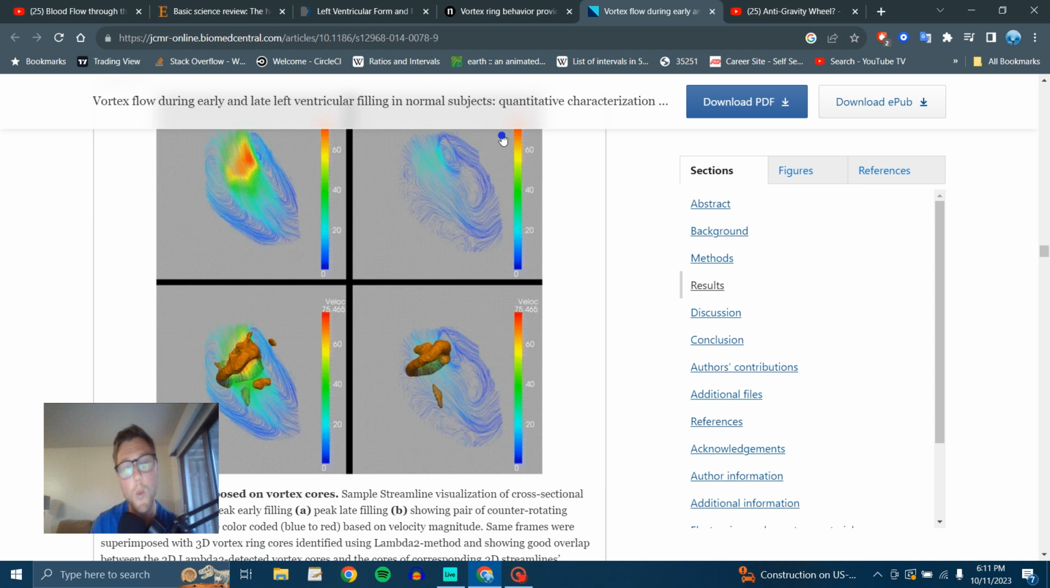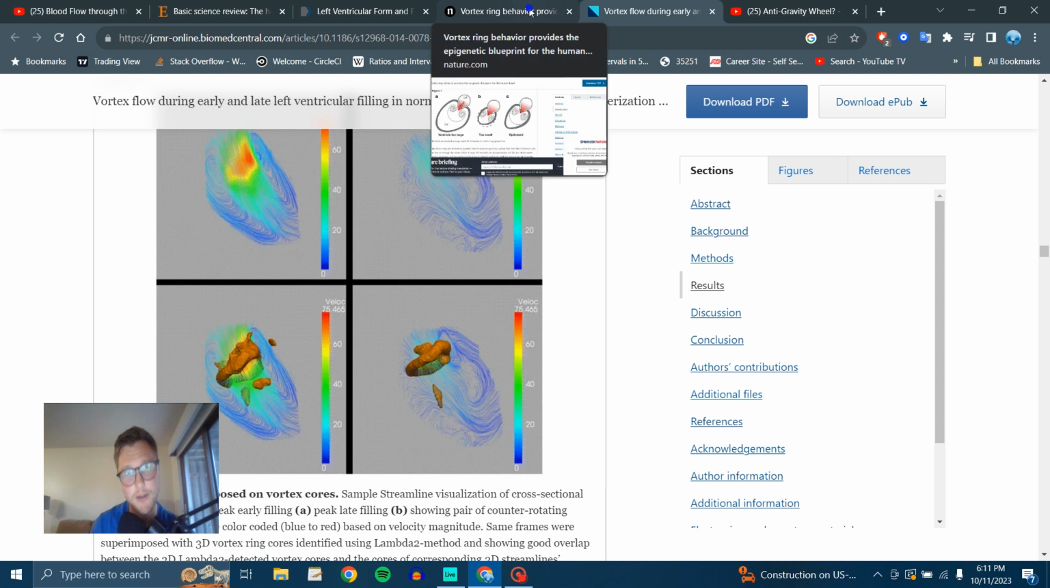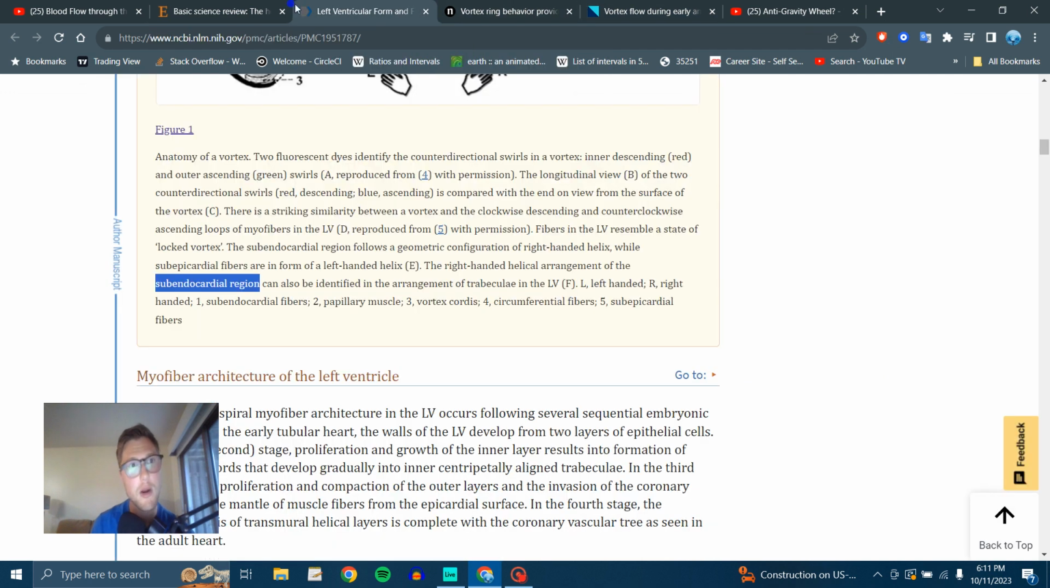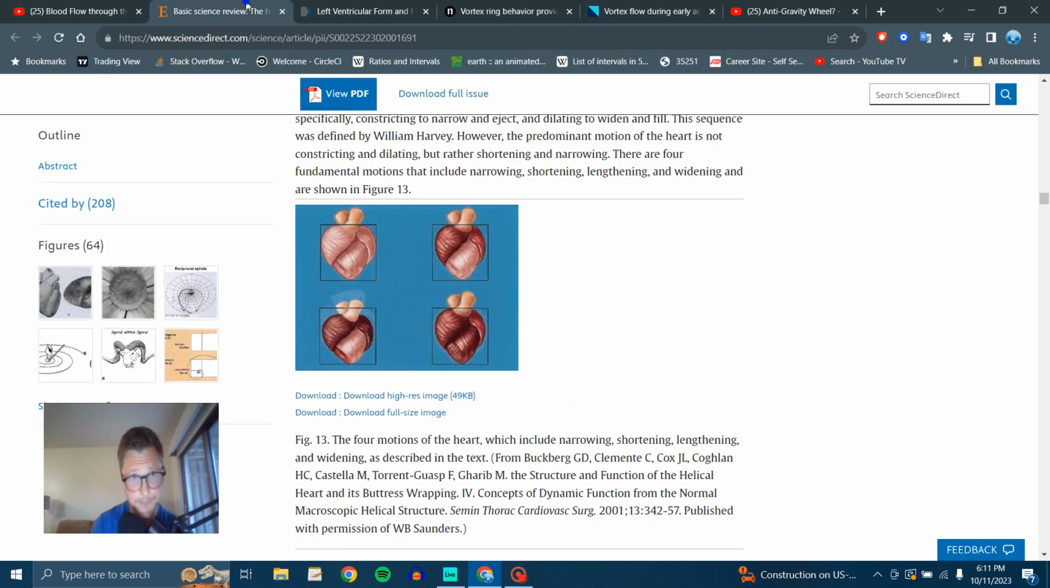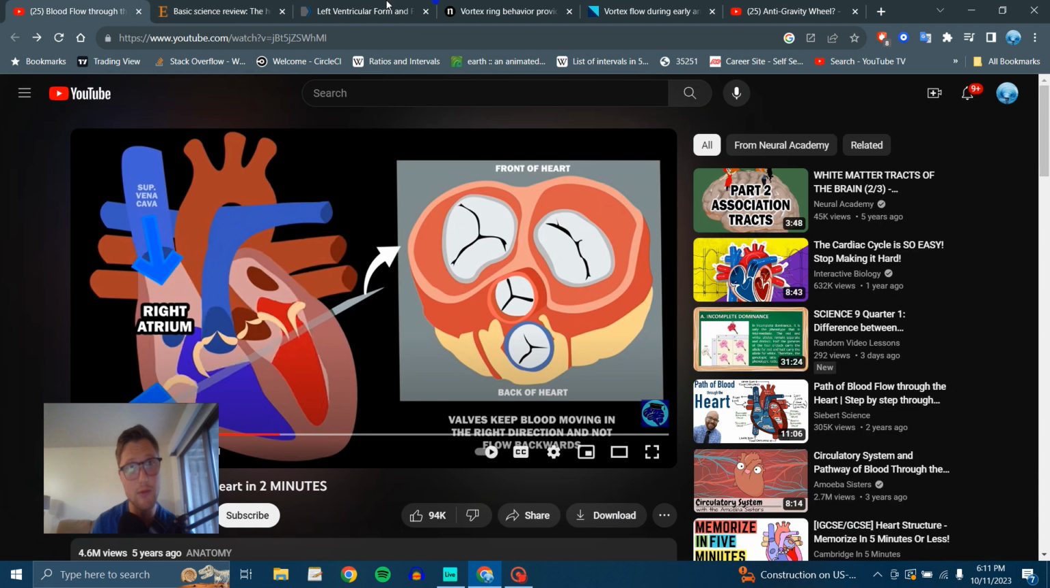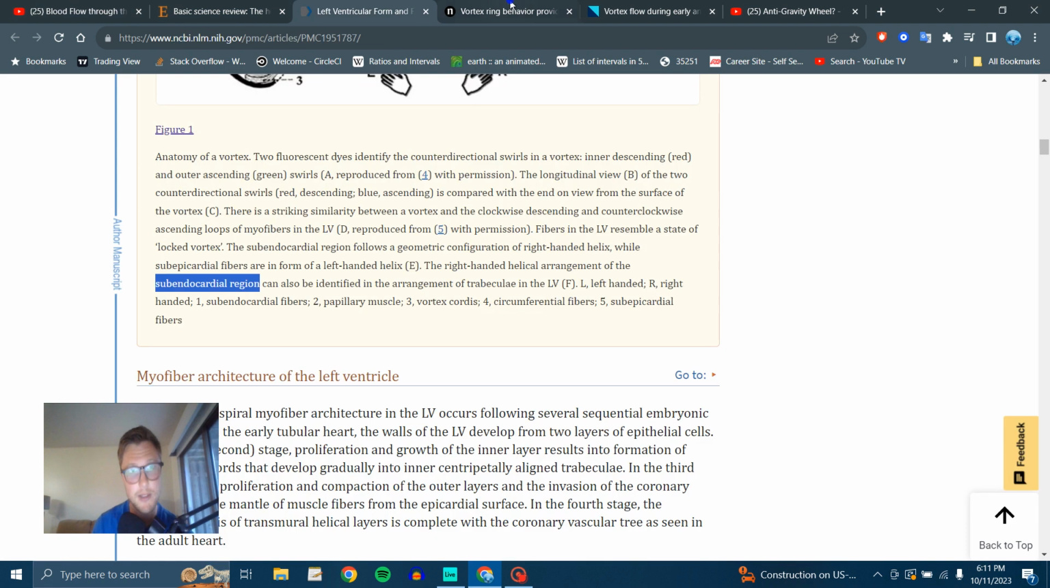Now this is just one of the two rotations that occur inside the heart. And these two rotations, one of them is a spiraling rotation, and the other is a toroidal vortex flow spiral.